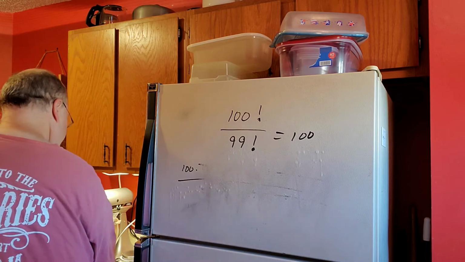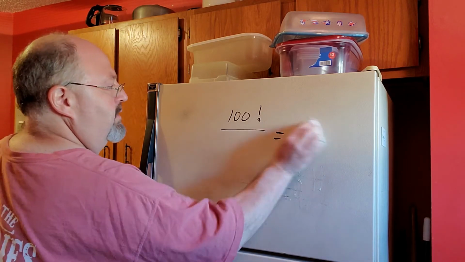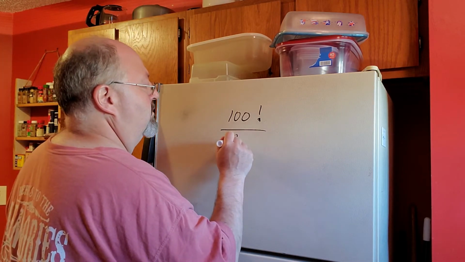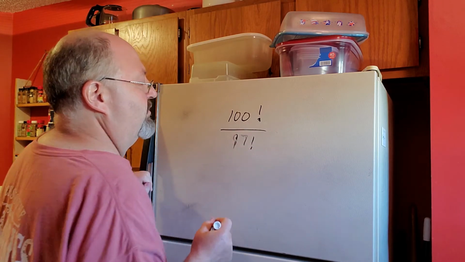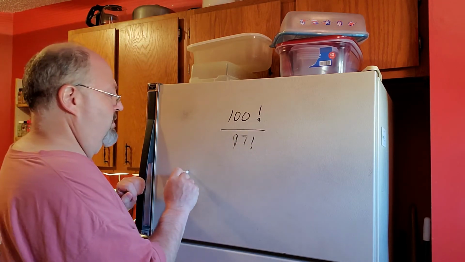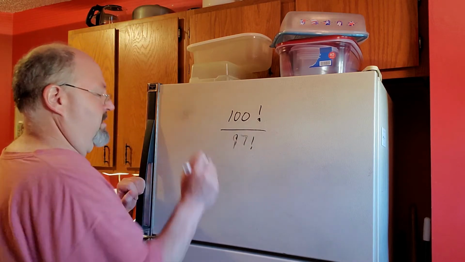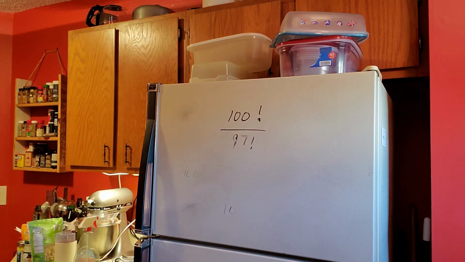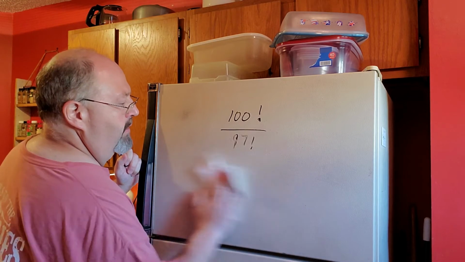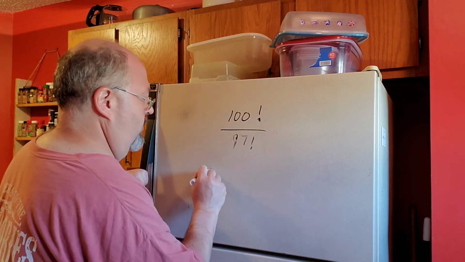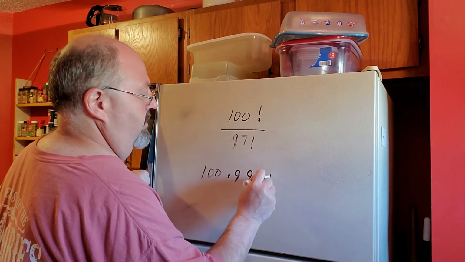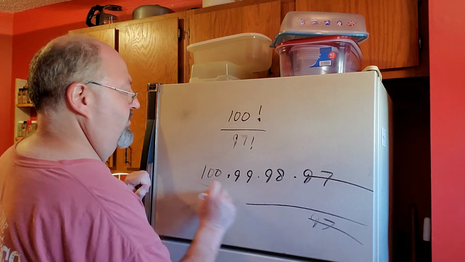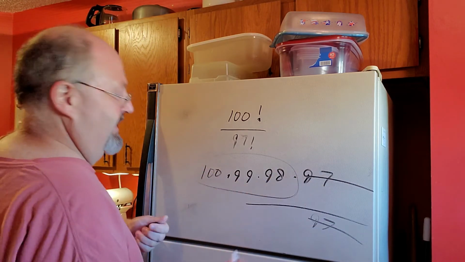You won't see it that way very often, but you might see something like this. So 100 factorial over 97 factorial. Alright, so that's 100, 99, 98, and then from there down, that's going to cancel with the bottom, so it's just this. So it's still a big number, but it's not gigantic anymore.